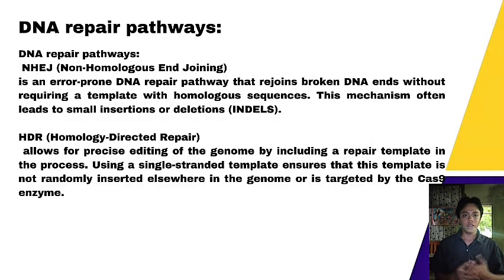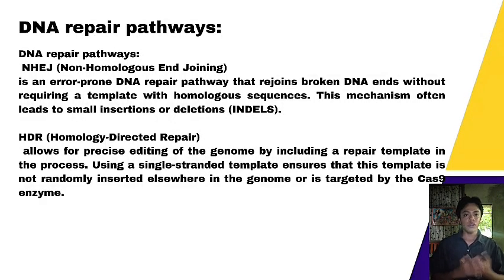NHEJ, or non-homologous end joining. NHEJ is an error-prone DNA repair pathway that rejoins broken DNA ends without requiring a template with homologous sequences. This mechanism often leads to small insertions or deletions.